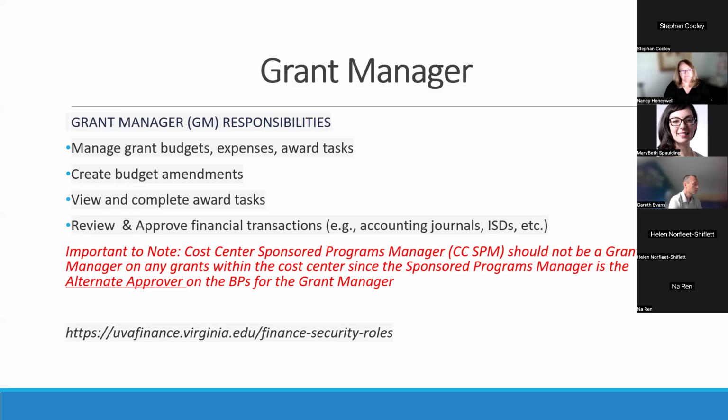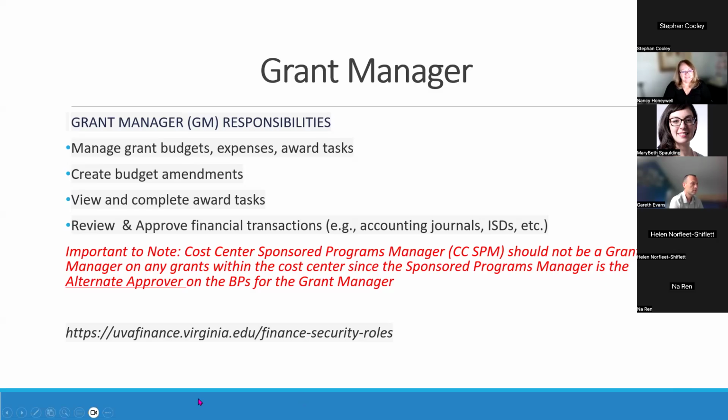And then the note here on this one is that the cost center sponsored programs manager, the CCSPM, should not also be a grant manager on any of those grants within the cost center. And again, this is similar to the prior notes. This is because the sponsored programs manager is an alternate approver on the BPs, the business processes, for the grant manager. And so just logically, those roles have to be separate. And there's the web link for the relevant information on the UVA finance website there too.